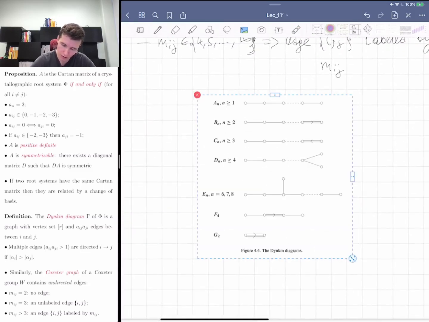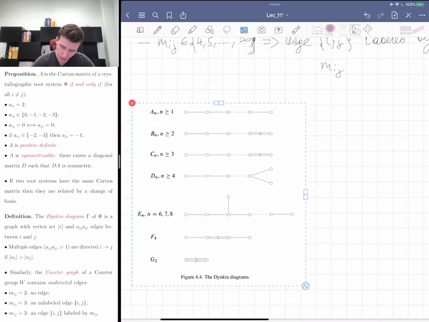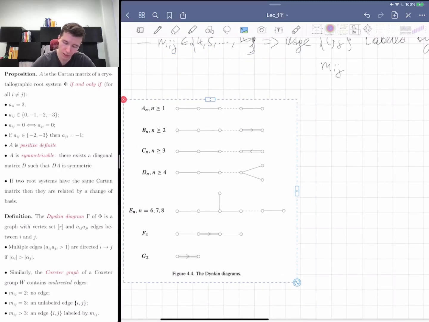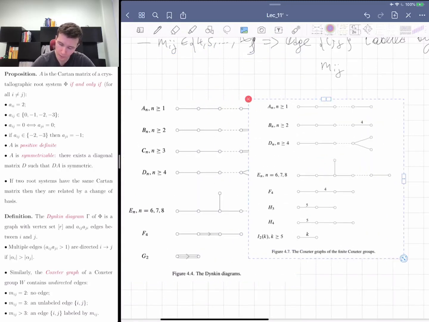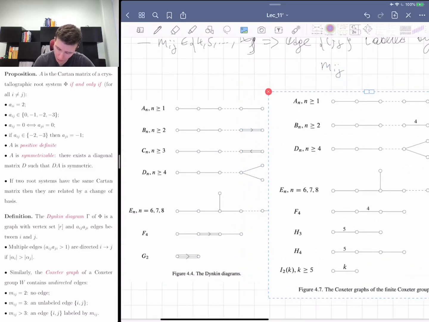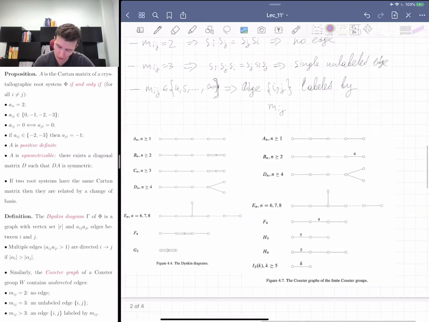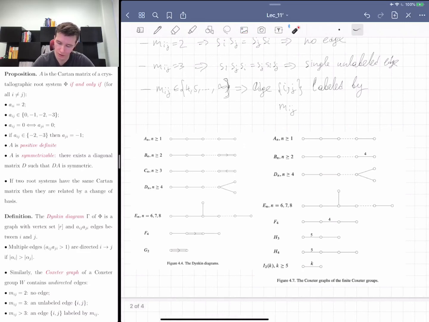Okay. So on the one hand, I'm going to have the classification of Dynkin diagrams or crystallographic root systems as we had before. But on the right hand side, I'm going to put the classification of Coxeter graphs, or in other words, the classification of Coxeter groups.